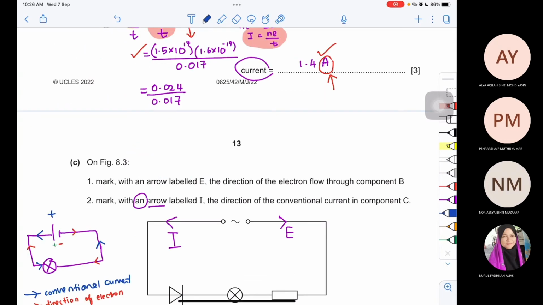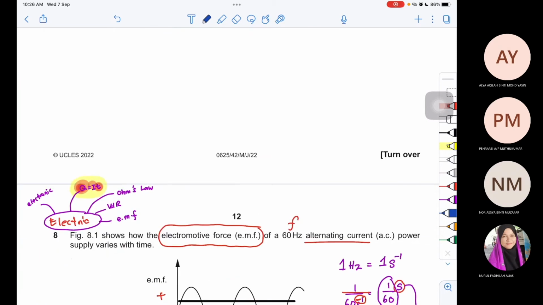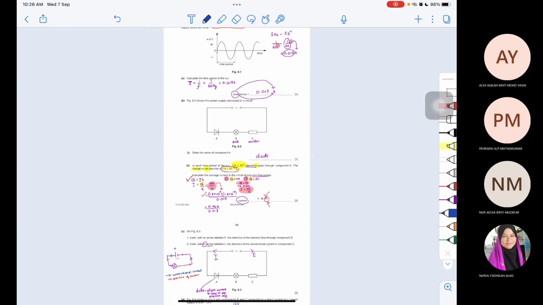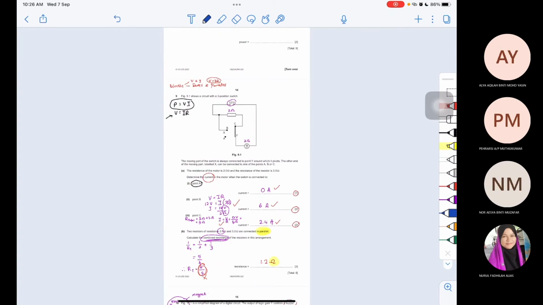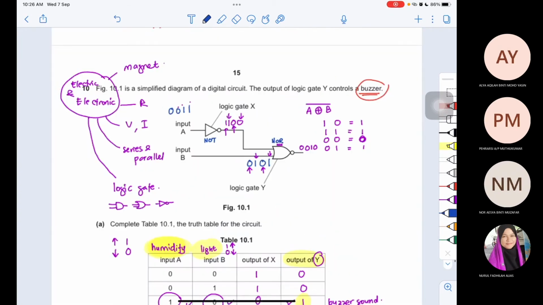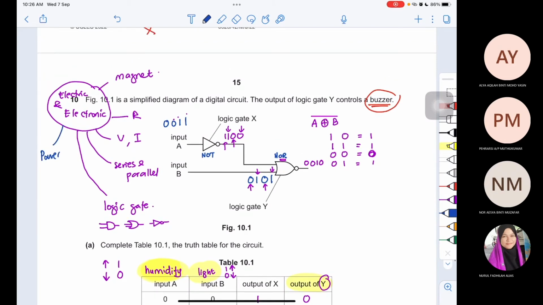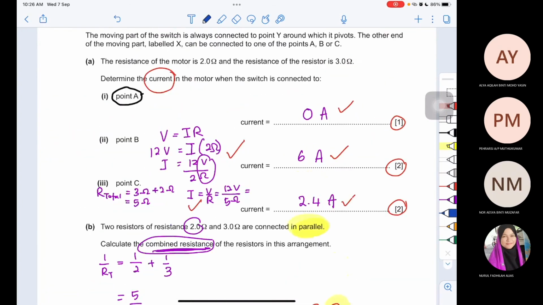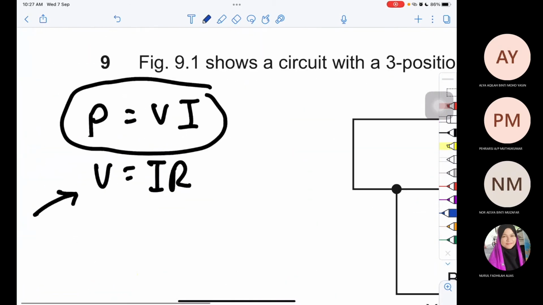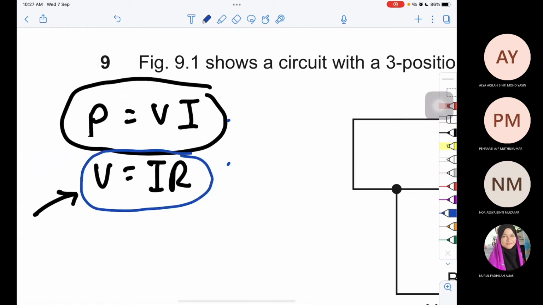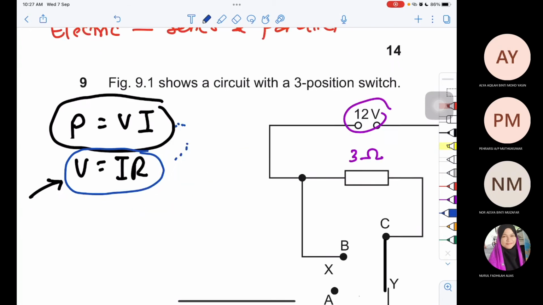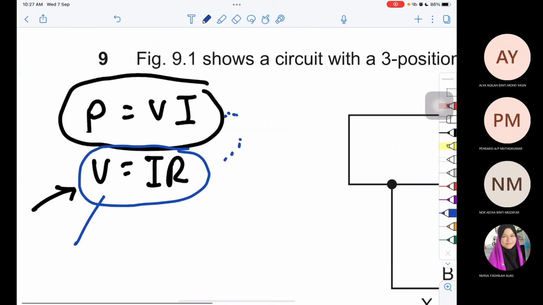So every time I tell you, when we go to the topic of electricity, these are the things that you need to know. And what else do we know? Power. So when we do a calculation, we need to know what kind of calculation. You need to know power equals VI, V equals IR, and then choose which one is relevant to the question. The earlier question, this was the relevant one, so we used V equals IR.